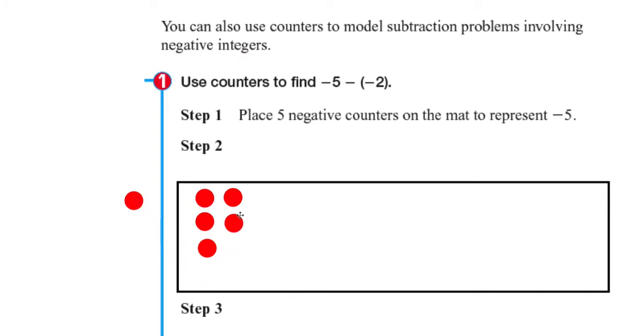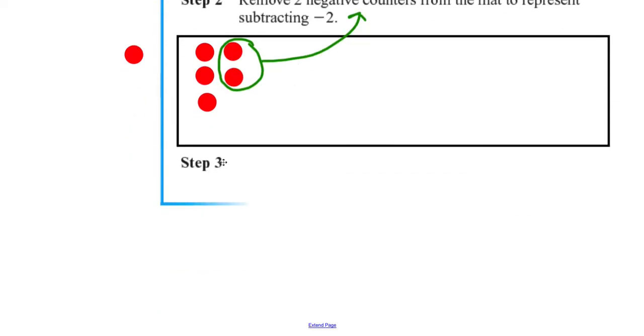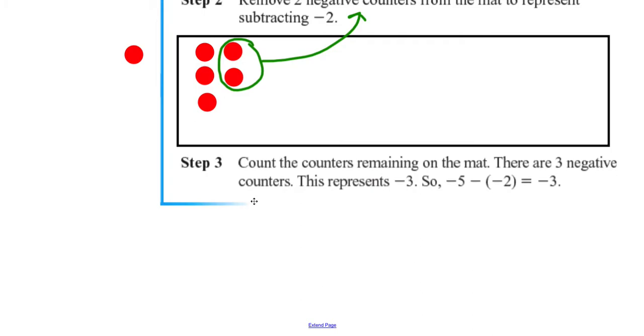That's step number 1. And step number 2, remove 2 negative counters from the mat to represent subtracting negative 2. So we simply remove 2 counters from the mat. These 2 we take out right there. And finally step number 3, we simply count the number of remaining counters, which are 3 negative counters. So that means it represents negative 3. So negative 5 minus negative 2 is equal to negative 3.